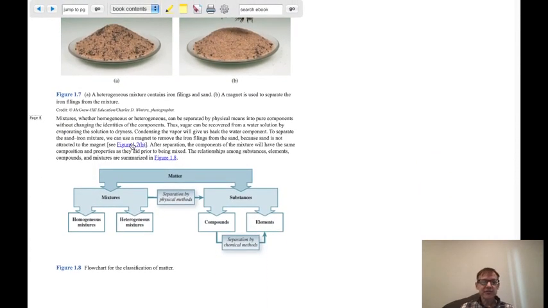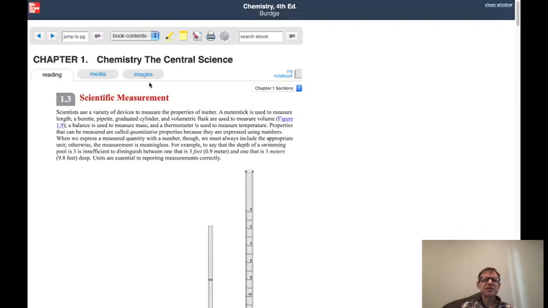And then there's a nice classification system shown here in this flowchart about how you identify different forms of matter, taking a mixture and then separating it into what are called compounds and elements. And it takes a chemical process to turn compounds into elements, whereas it only takes physical processes like using magnetism to separate mixtures. Okay, so that's section 2. The next section is the scientific measurement idea.